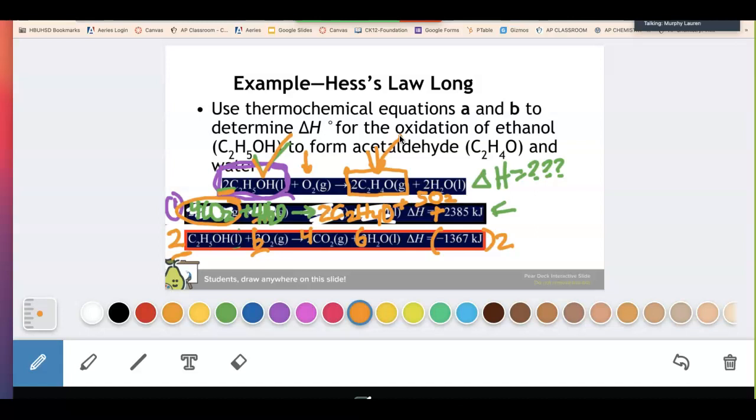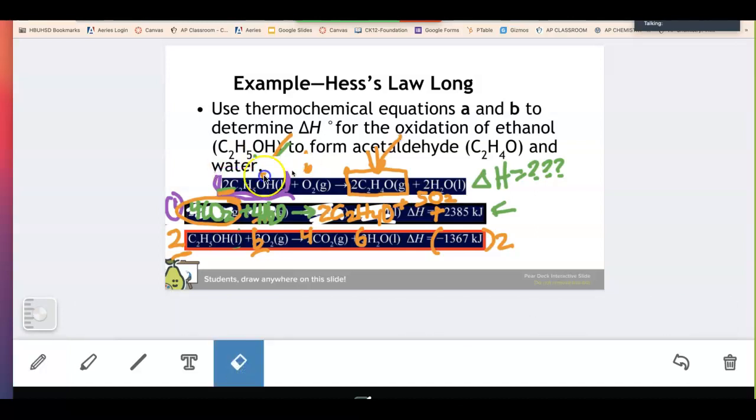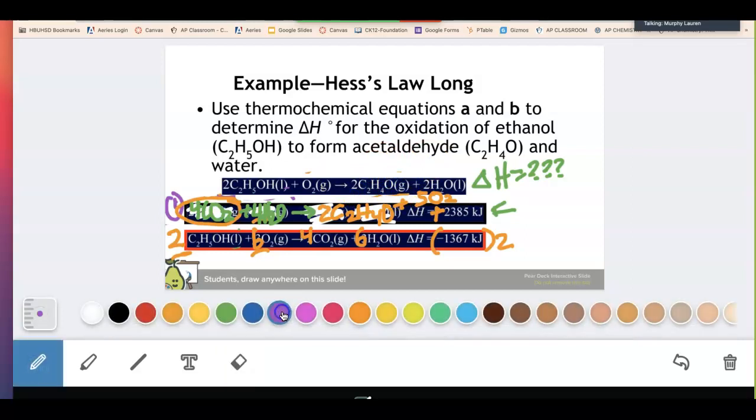Now, again, I'm going to erase this up here. We are trying to get everything to match this top equation. So I'm going to go through, and in purple, I'm going to circle everything I have that's matching. 2C2H5OH, here it is. C2H4O, there's 2 of them on the product side. Oh, good, that's what I have. Okay, good.